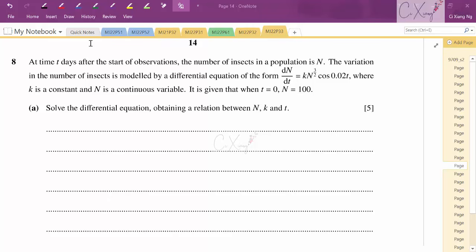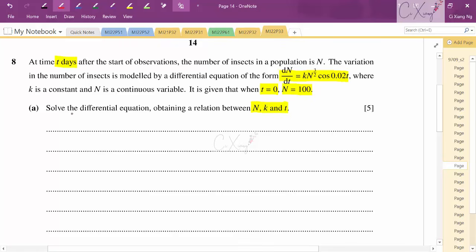Okay, so question number 8. At time t days, so t is measured in days, after the start of observation, the number of insects in the population is n. So the variation in the number of insects is modeled by a differential equation in this form, where k is a constant and n is a continuous variable. It is given that when t equals 0, n equals 100. Alright, so they want us to solve this differential equation, obtaining a relation between n, k, and t.